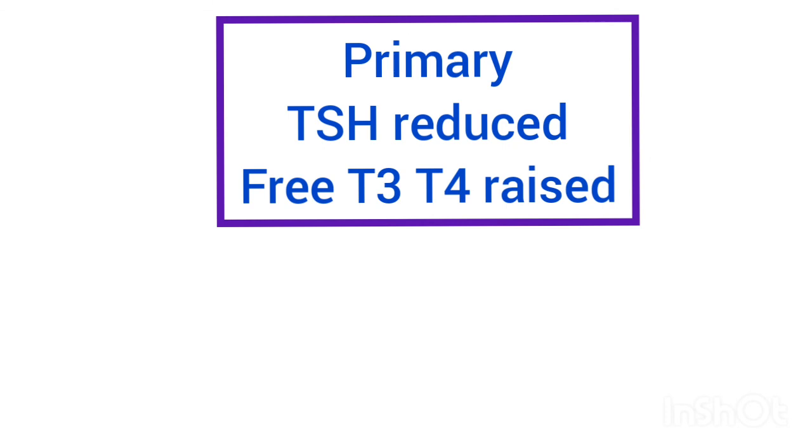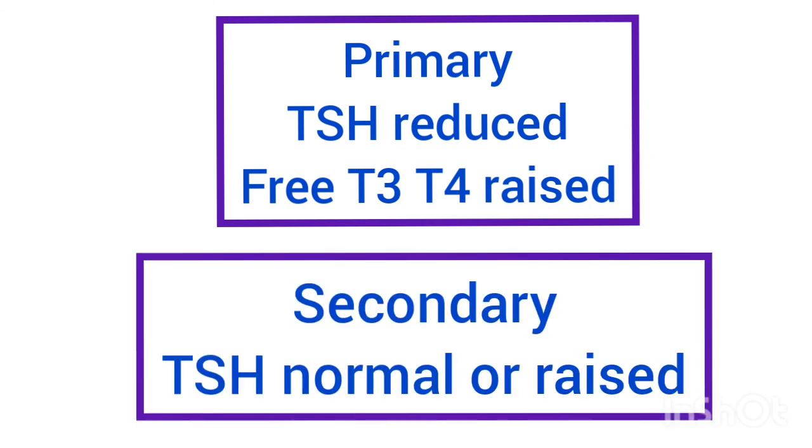However, if it is of a secondary cause like anterior pituitary tumor, then there may be a normal TSH level or a raised TSH level instead of a decreased TSH level commonly seen in Graves' disease and other thyroid gland diseases.